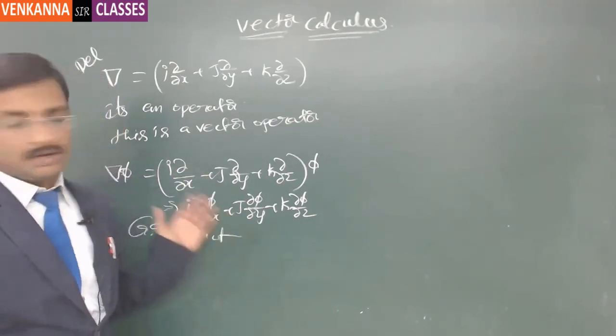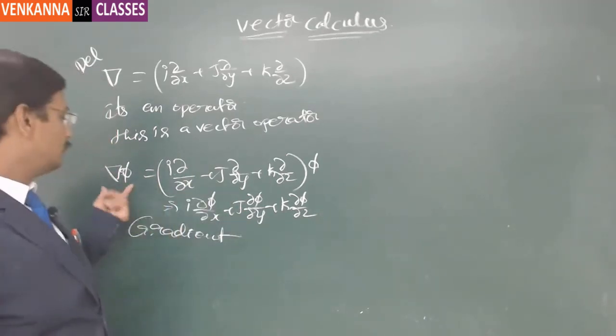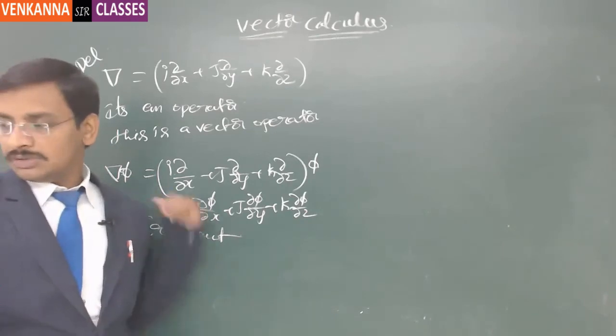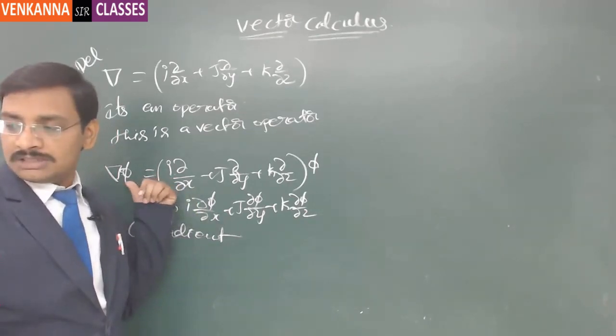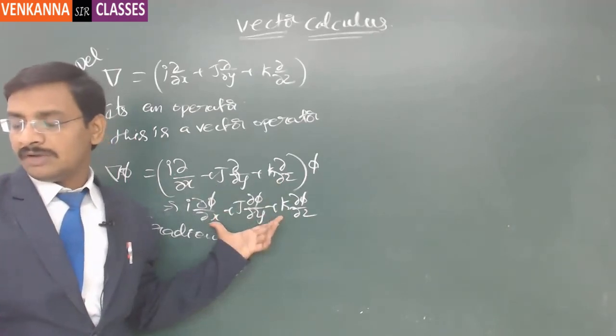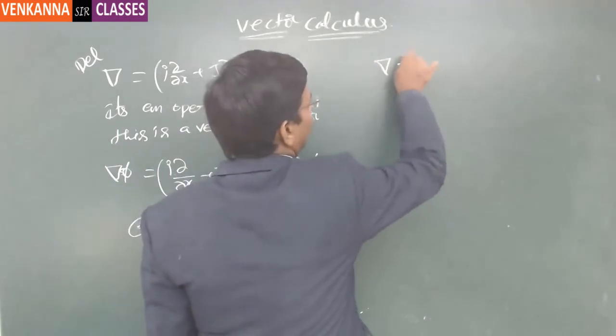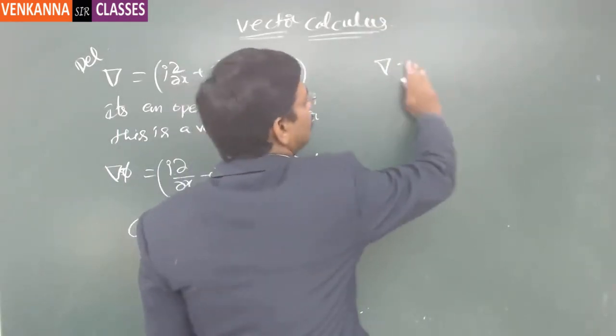Exactly in a similar manner, this can be operated onto vectors as well. So this is del phi if you wanted to operate. This is a scalar multiplication, which is nothing but the operator acting onto the scalar, giving us the gradient value.